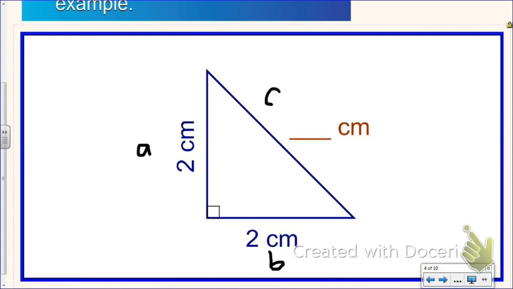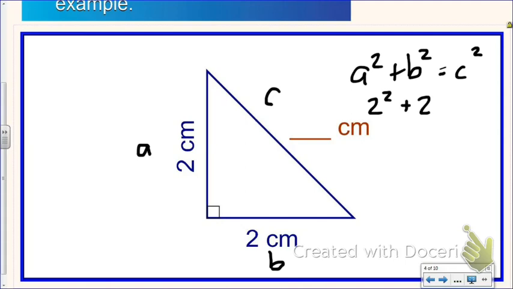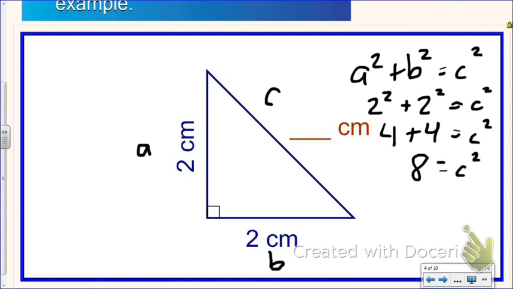Okay, so now I'm going to plug them into the formula. A squared plus B squared equals C squared. So that's going to be 2 squared plus 2 squared equals C squared. Okay, so 2 squared is 4. So I've got 4 plus 4 equals C squared. Okay, 4 plus 4 equals 8. So now I have 8 equals C squared.